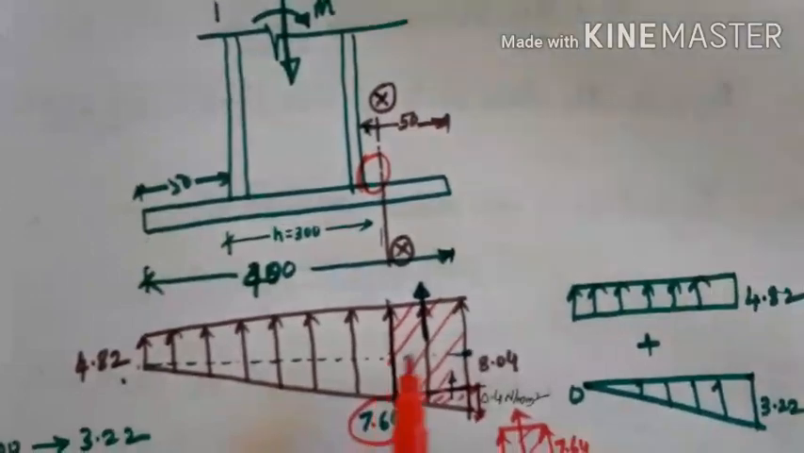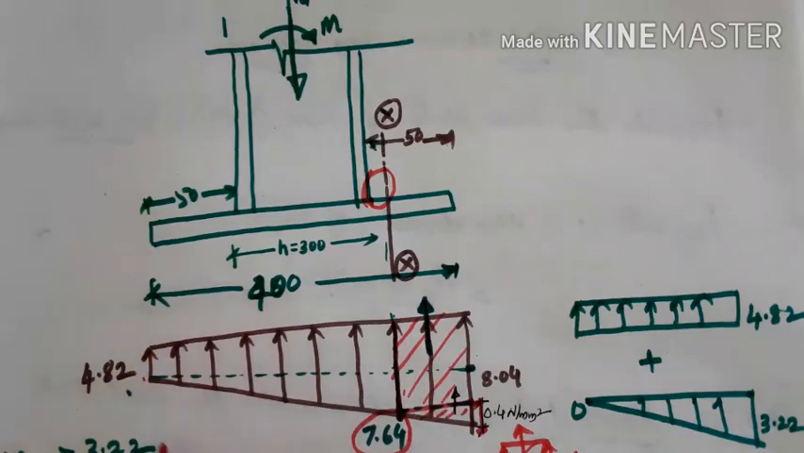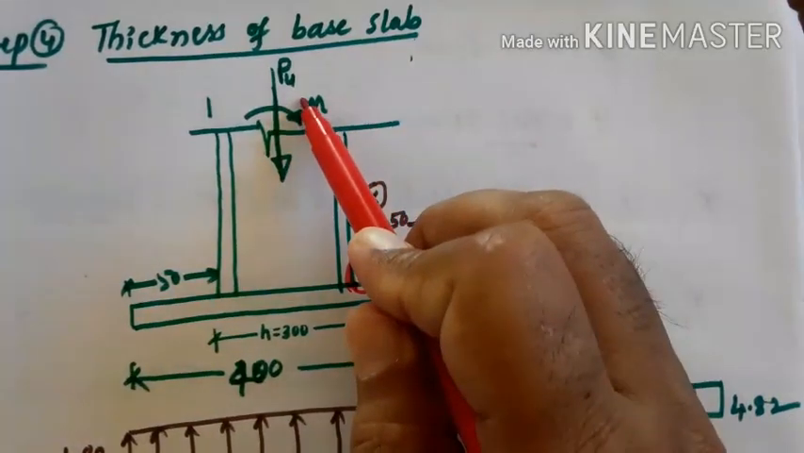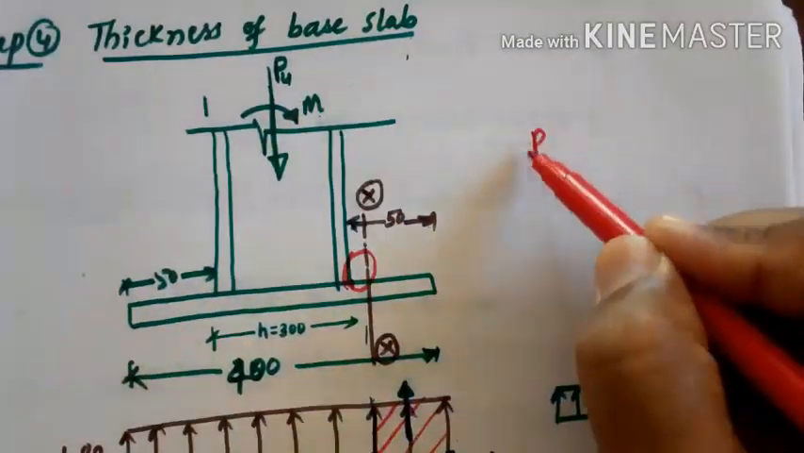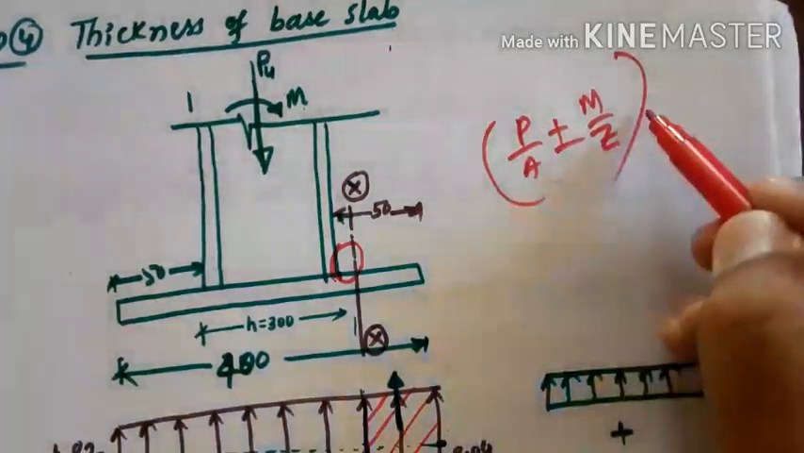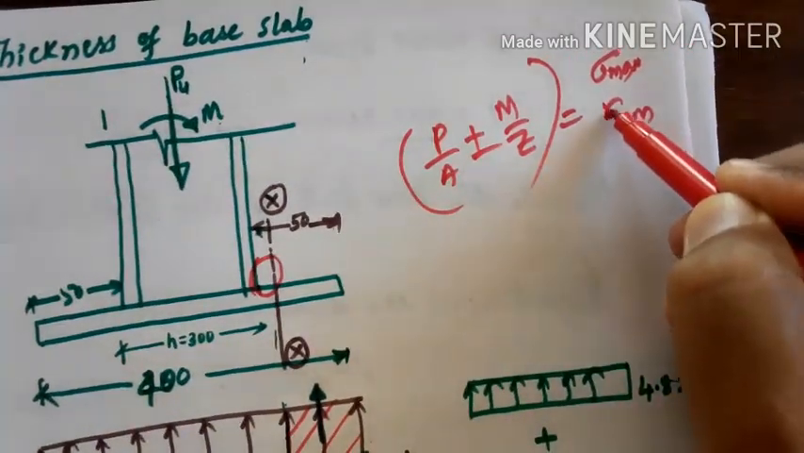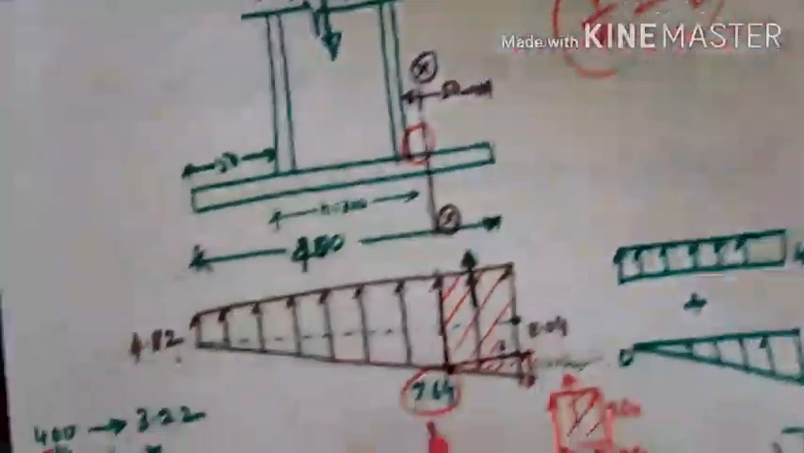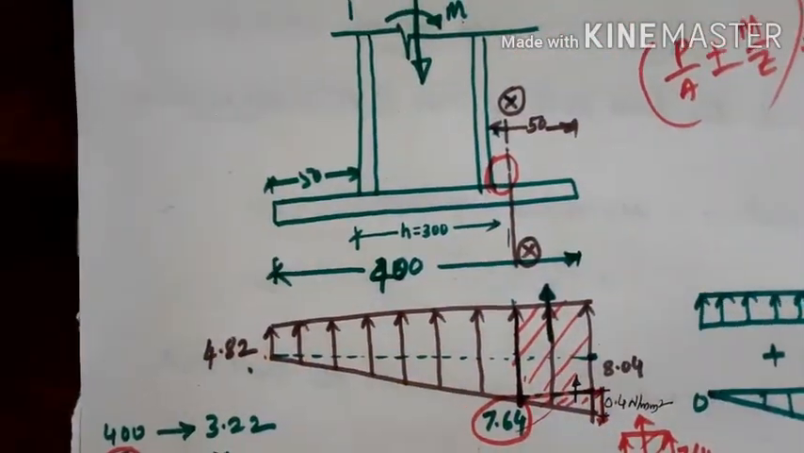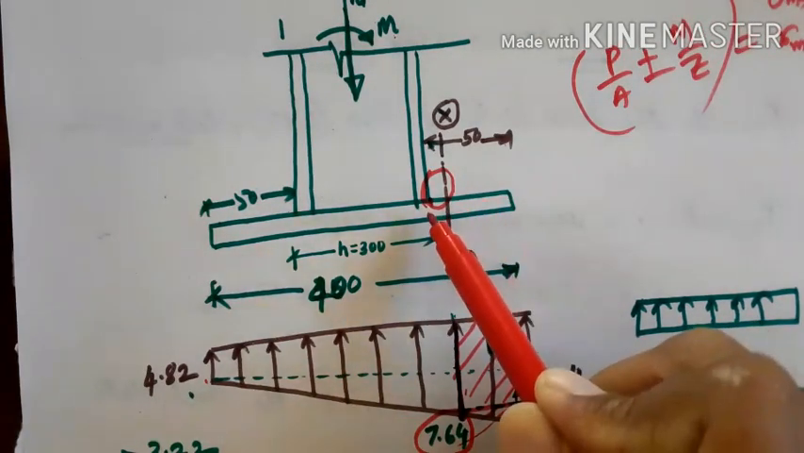Here, how to calculate the thickness is very important. To calculate thickness, you need to first draw the stress distribution underneath the column. You have to consider the combined effect of direct stress as well as the moment. So this formula you have to use: P by A plus M by Z. You will get two stresses, one maximum and the other minimum. When you get the maximum and minimum stress, you plot like this. Then you identify the critical section. Then you calculate the moment about the critical section.